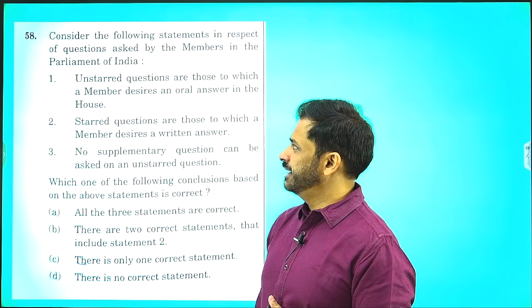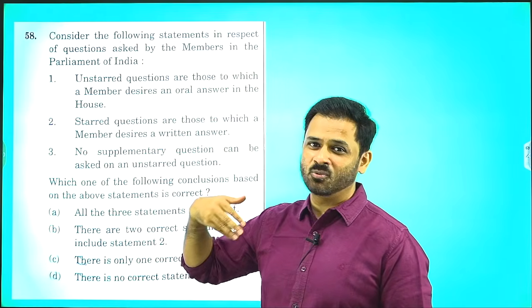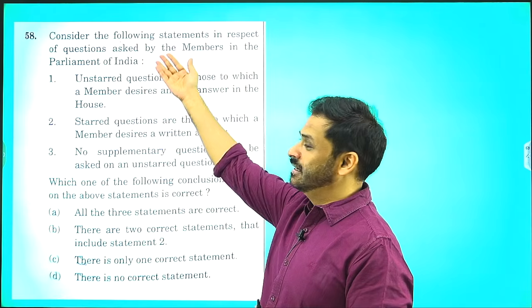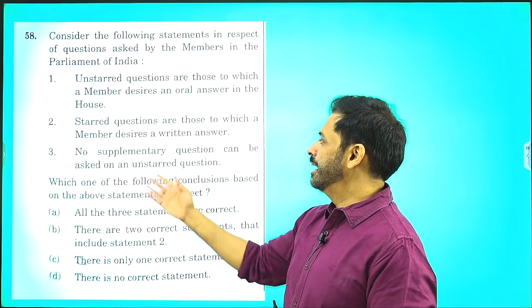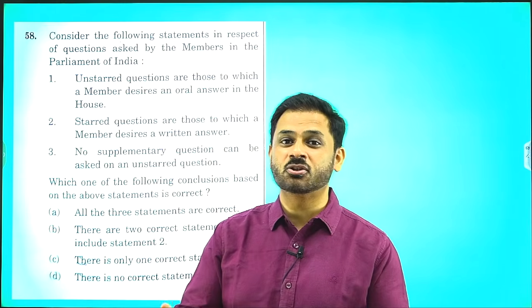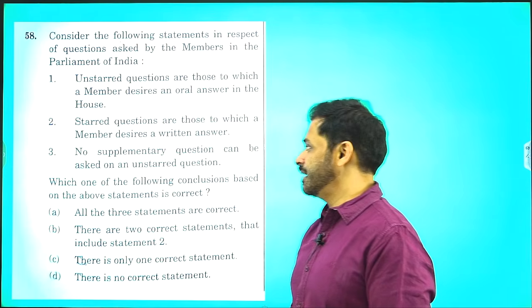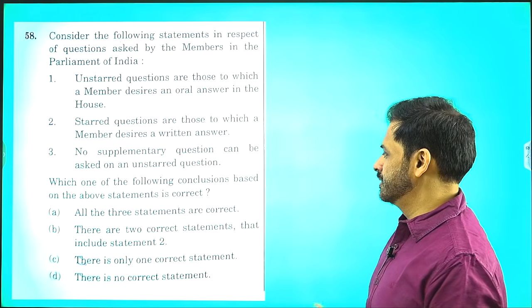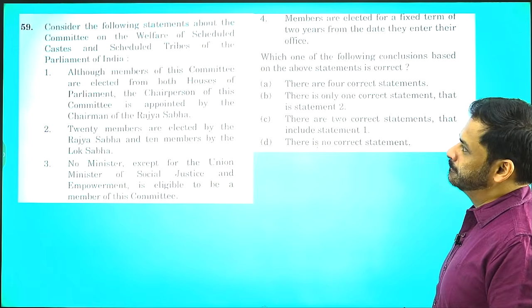Question number 58 is the easiest question you can get in polity. A starred question is the one which is answered orally. An unstarred question is answered in written form. The first statement is wrong. The second is also wrong. Supplementary questions can be asked with respect to starred questions, so no supplementary question can be asked on an unstarred question. That's correct. So there's only one correct statement here, that is the third.